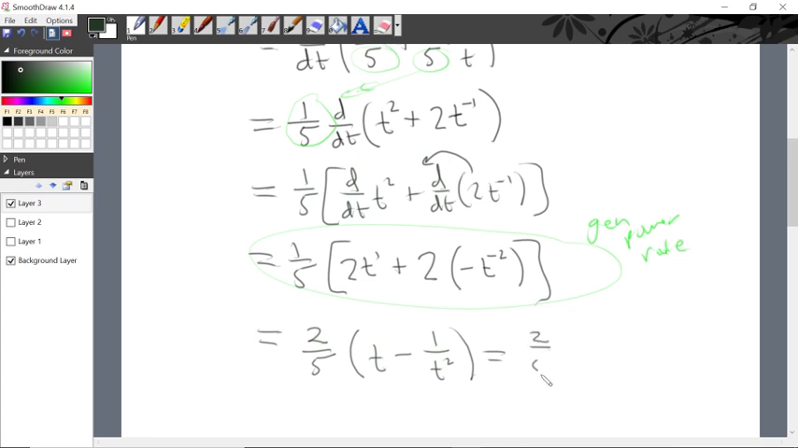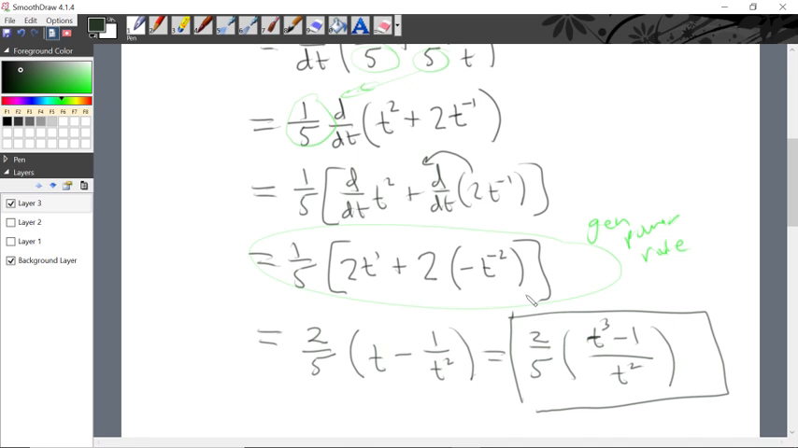Or you could see it as 2/5 times, let's see, common denominator, t cubed minus 1 over t squared. That could be another way that you see it written. So this is a more simplified form of the answer, but that does not demonstrate how we found it at all. The demonstration of how we actually found the answer is here in the work. So it's not just about your answer, but about showing the process in these exercises for how you're finding the answer. All right, let's try another one.